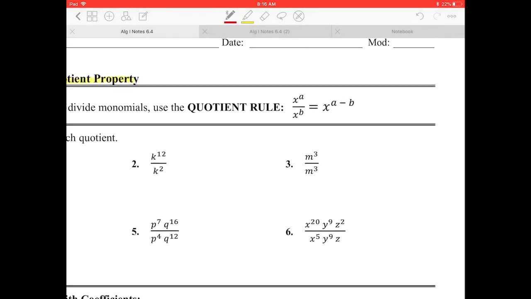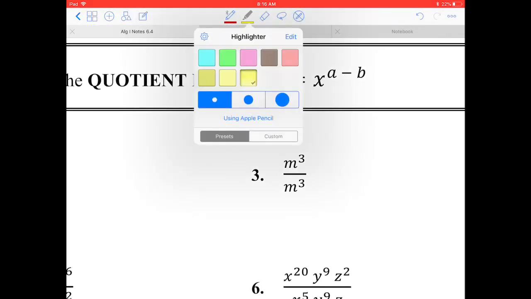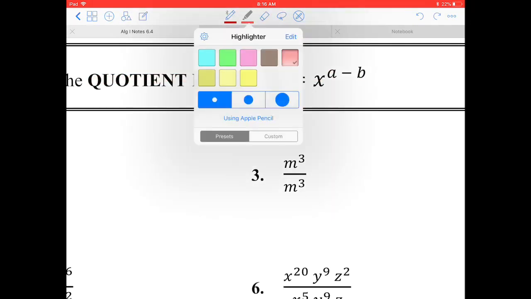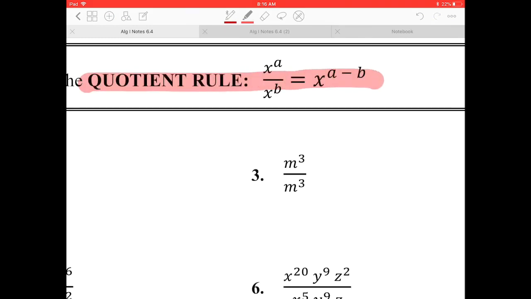All right, quotient property. I want you to write this down first in your notes. Please take notes. It's important. Quotient rule. Let me make that a little bit bigger. Let's go with that. All right. So quotient literally means dividing. So what this rule states is if you are dividing 2 monomials that have the same base, they're both x and x, but if they have different exponents, like a and b, or 1 and 2, or 5 and 8, or whatever they are, you can simplify this by just simply subtracting the exponents, okay?